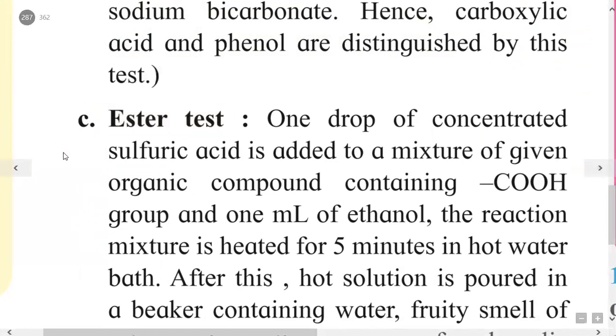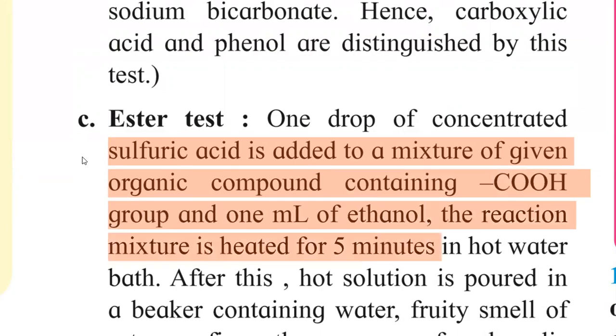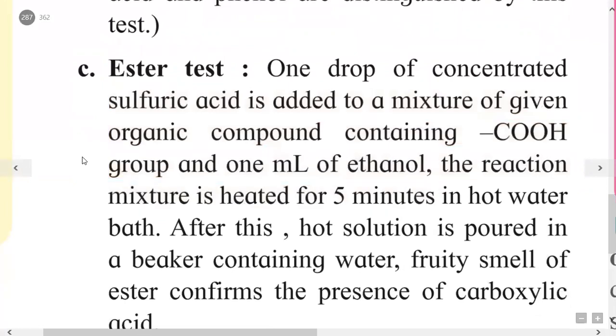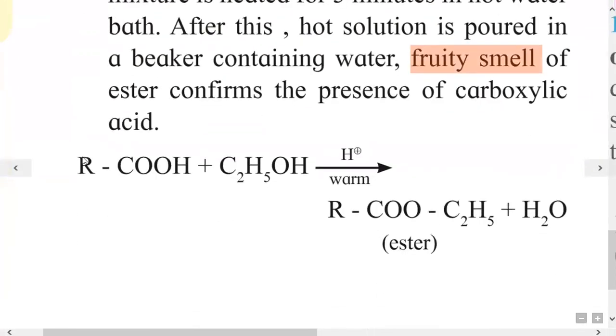In this test, 1 drop of concentrated sulfuric acid is added to the given organic compound containing the COOH group, and 1 ml of ethanol is also added. Then the reaction mixture is heated for 5 minutes in hot water. Direct heating on a burner is avoided. After this, the hot solution is poured into a beaker containing water.